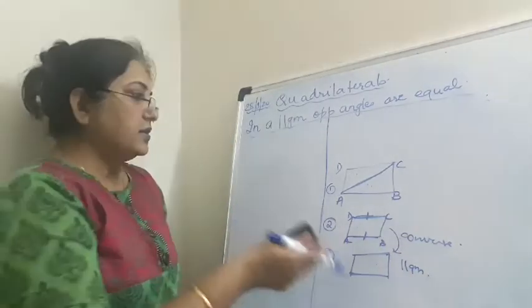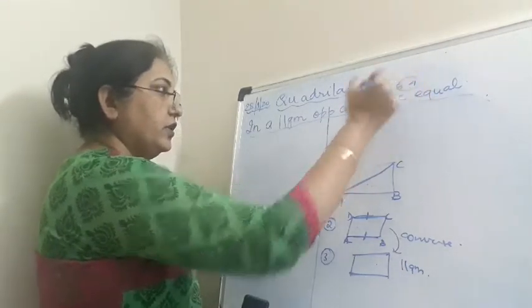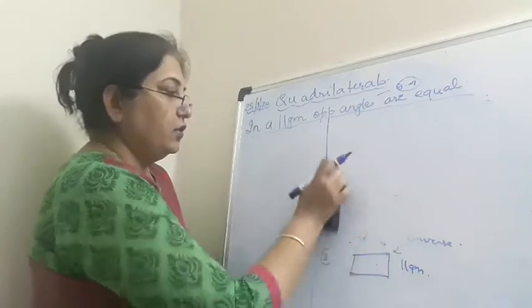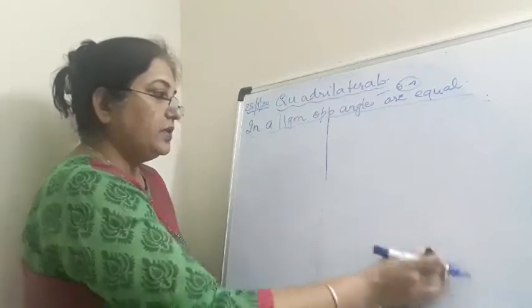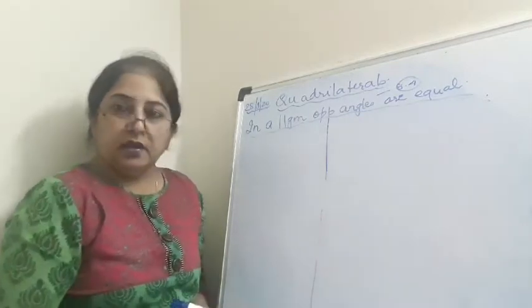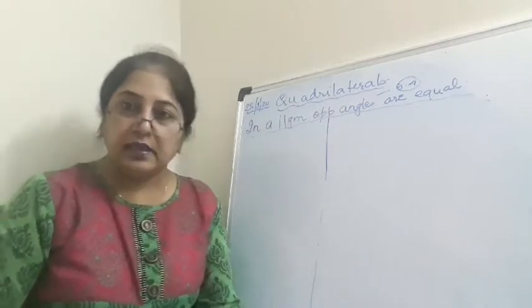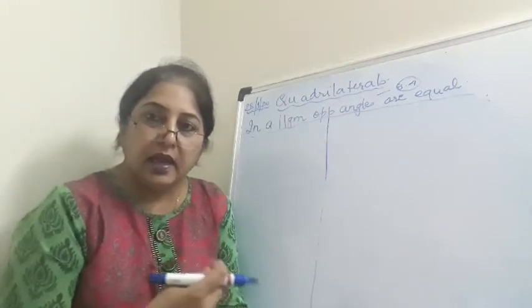The first one is 8.4. According to the book, this is theorem 8.4. Now, the statement is given over here. I've written that in a parallelogram, opposite angles are equal. In the previous theorem, I explained that in a parallelogram, the sides are equal. And now we'll prove that in a parallelogram, opposite angles are equal.